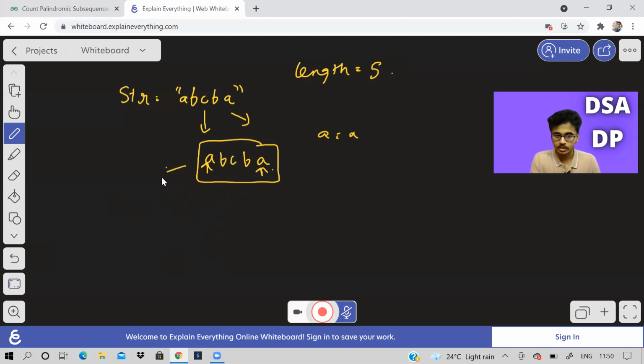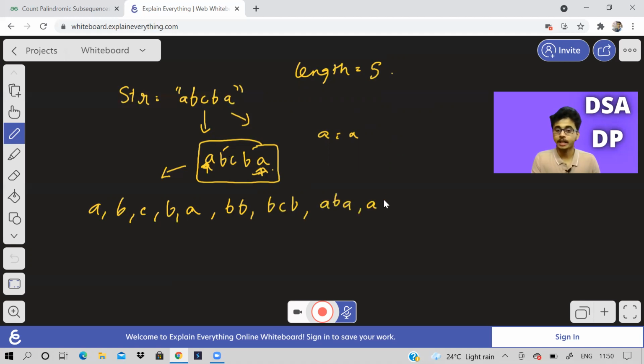So first of all, let us try to generate all the palindromic subsequences of this string. So it will be A, B, C, B, A, correct? All the five characters individually if I take. Then I can also do something like BB. See, BB is possible. BCB is also possible. Then ABA is possible. Another ABA is possible because there are two Bs. ABBA is possible. And ACA is also possible.